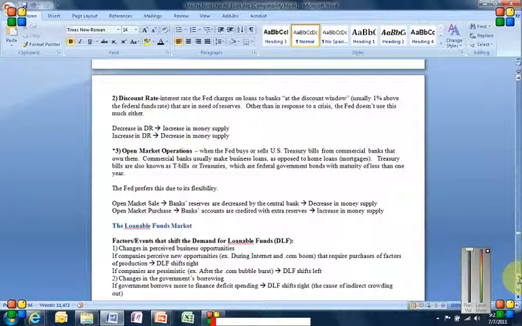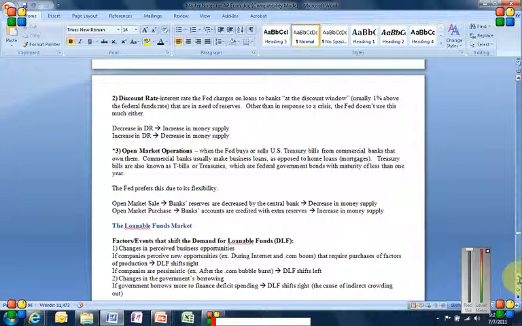Open market operations. This is when the Fed or some other central bank in another country buys or sells U.S. Treasury bills, or in another country, some kind of federal bond from commercial banks that own them. Commercial banks usually make business loans as opposed to home loans, which are mortgages. So usually open market operations happen between the central bank and commercial banks in that country.